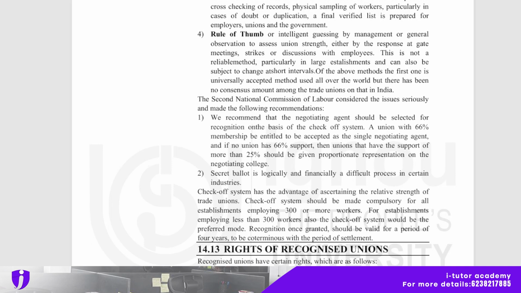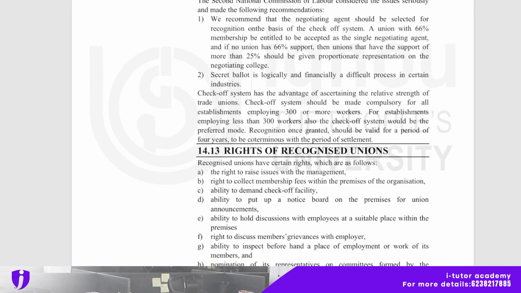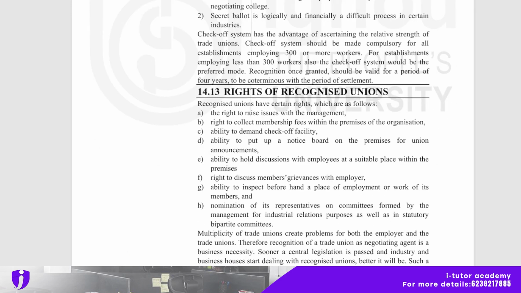The check-off system has the advantage of ascertaining the relative strength of trade unions. The check-off system should be made compulsory for all establishments employing 300 or more workers. For establishments employing fewer than 300 workers, also, the check-off system would be the preferred mode. And the next is rights of recognized union.